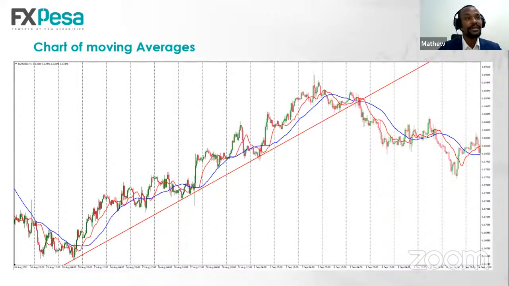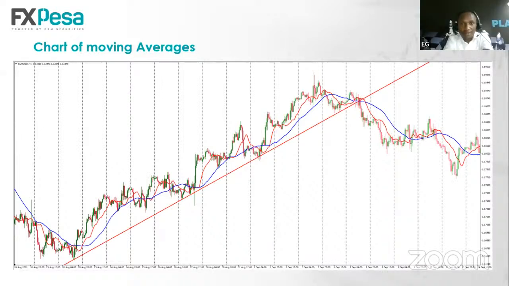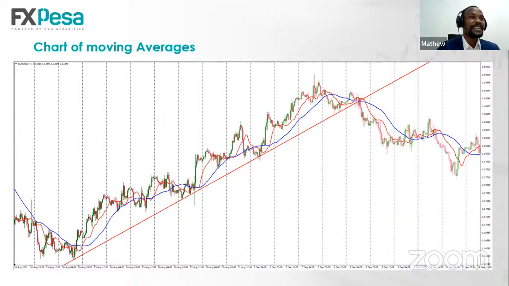Yeah. So like in this case, Edwin, what we're looking at here is a sustained uptrend which just lost momentum at some point. Yes. We've got like two fake crossovers. Yeah. Yes.